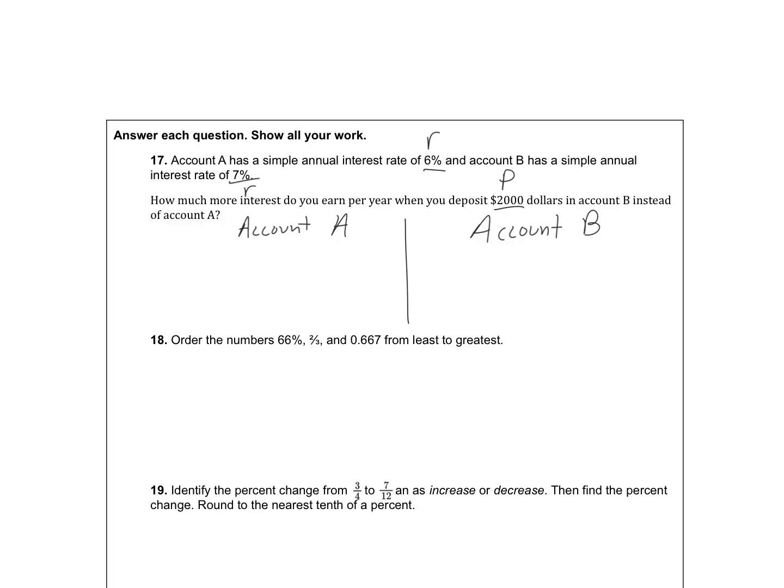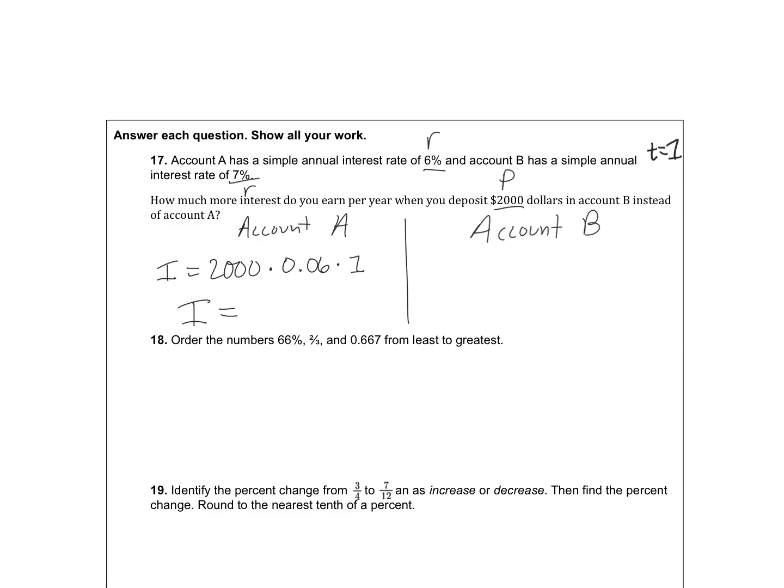And again, it's not telling me how many years. So really, if I could figure out the difference after 1 year, it's just going to be that difference every single year, and increase by that much. Okay, so we're going to use a t of 1. So my interest for A is going to be 2,000 times 6% as a decimal, which is 0.06. And just for this case, I'm going to use 1 for my year.